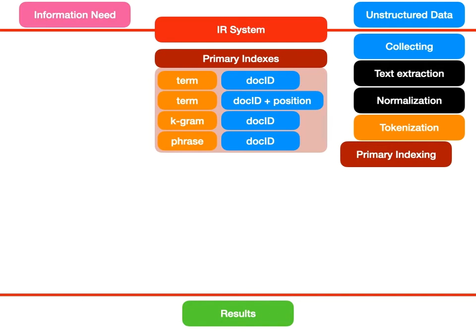So these are all of the ways that we can take what's going on in the documents and turn them into indexes, different kinds of indexes. So this tokenization step would maybe be different for when we're building terms than when we're building K-grams, right? And it would certainly be different when we're building phrases. That would be a different kind of search process in itself. But those are all the steps we take before we build our primary indexes.